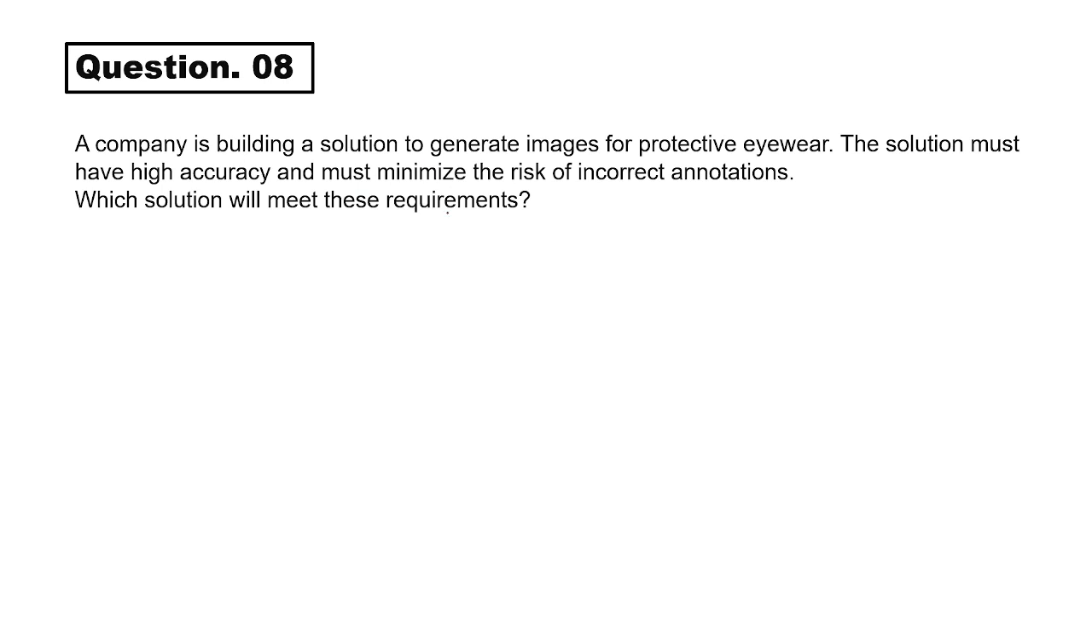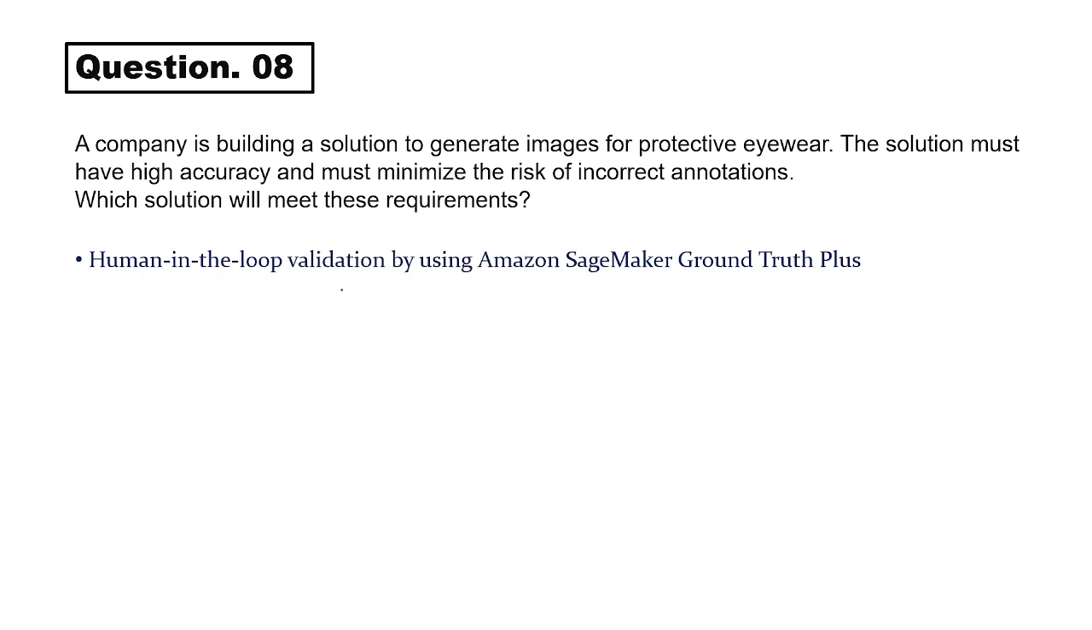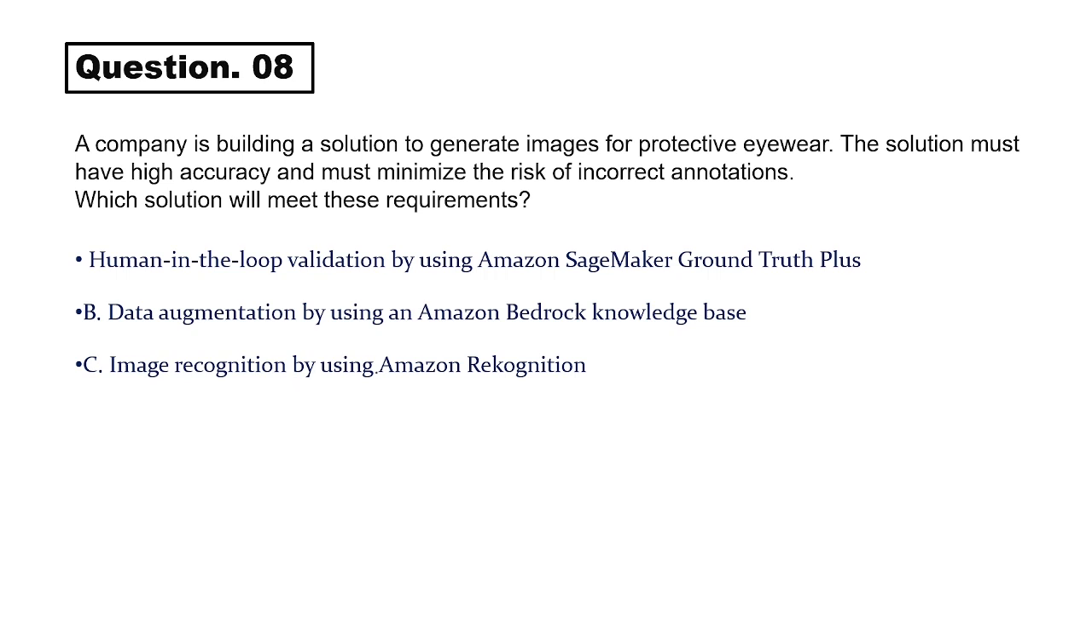Now question number 8. A company is building a solution to generate images for protective eyewear. The solution must have high accuracy and must minimize the risk of incorrect annotations. Which solution meets these requirements? Here are the options. Option A, human in the loop validation by using Amazon SageMaker Ground Truth Plus. Option B, data augmentation by using an Amazon Bedrock knowledge base. Option C, image recognition by Amazon Rekognition. Option D, data summarization by using Amazon QuickSight Q. So take your time to guess the correct one.